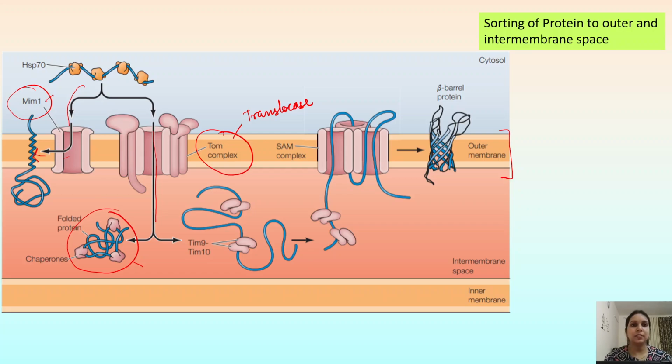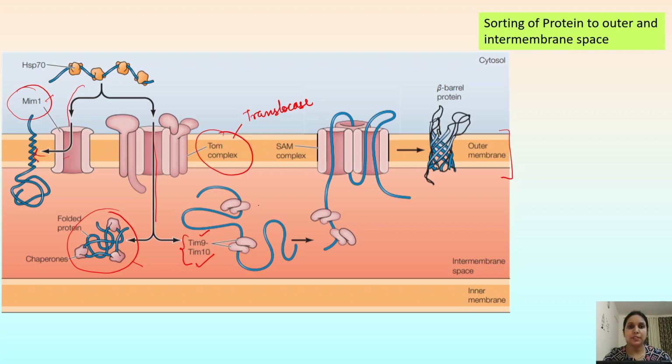Now, some precursors of the beta barrel protein also get transported into the intermembrane space by the TOM complexes. There are some special chaperones which prevent the aggregation of these proteins, that is the TIM9 and TIM10 chaperones. Proteins are present in the intermembrane space.